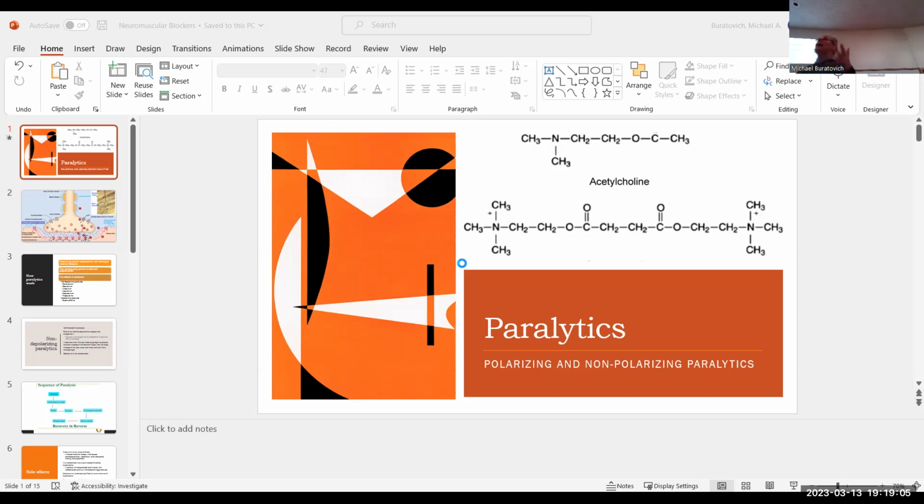1 in about 4,000 people. It depends on the ethnic heritage of the patient. So it could be as much as 1 in 3,000 to 1 in 4,000 have a mutation in the gene that encodes pseudocholinesterase. These people will end up being paralyzed by succinylcholine for up to an hour. And if that's the case, you don't use succinylcholine.